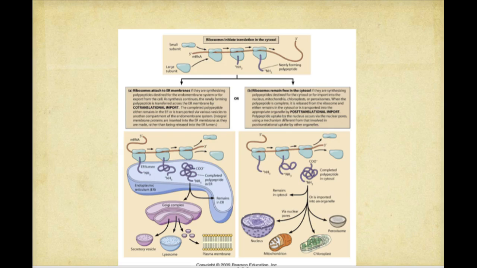Now, the second part of the diagram on the right-hand side shows the differences in post-translational import. Remember, in this case, translation is not being sent directly into the RER. Instead, translation is occurring in the cytoplasm. So the protein is produced in the cytoplasm and then sent along its way to its final destination. And the specific final destinations of these proteins include the nucleus, the mitochondria, the chloroplasts, or the peroxisomes.